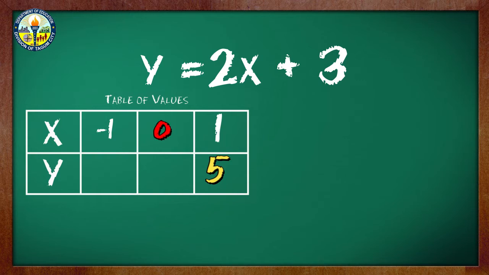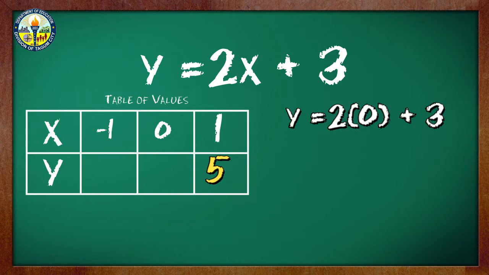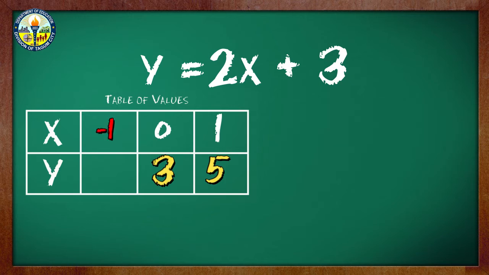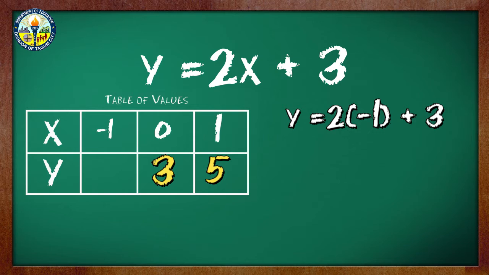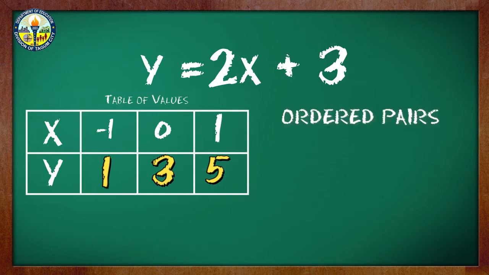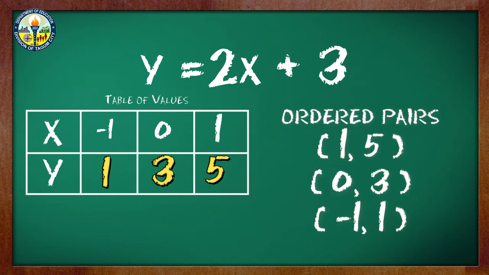When x is 0, by using the same procedure, we have y is equal to 2 times 0 plus 3, which gives us the value of y as 3. Using -1 as the value of x, we have y equals 2 times -1 plus 3. Thus, y is 1. Now, we have 3 ordered pairs (x, y) from the table of values: (1, 5), (0, 3), (-1, 1).